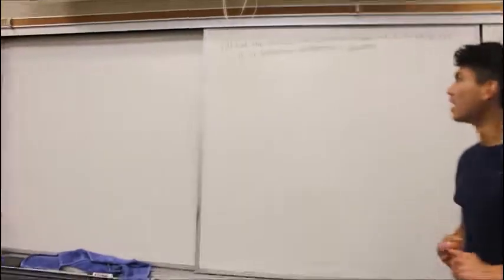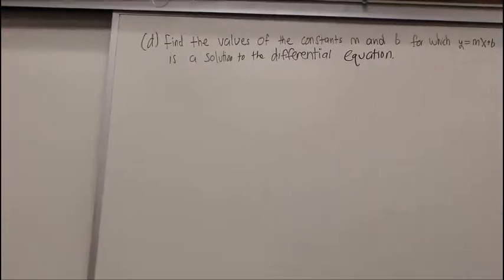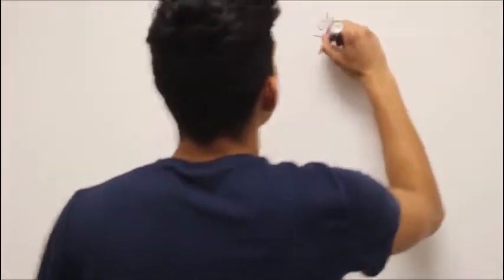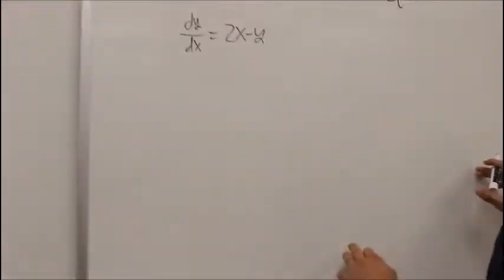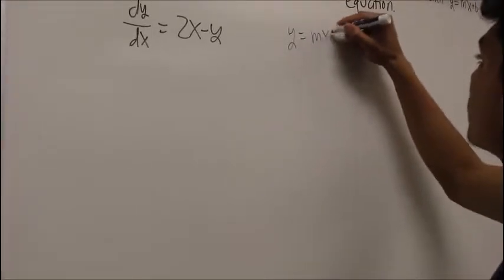Alright, this is Professor Gerardo, and we're here with problem D. It states: find the values of the constants m and b for which y equals mx plus b is a solution to the differential equation. Okay, so to start off, our differential equation is dy over dx is equal to 2x minus y. And a solution is y equals mx plus b.